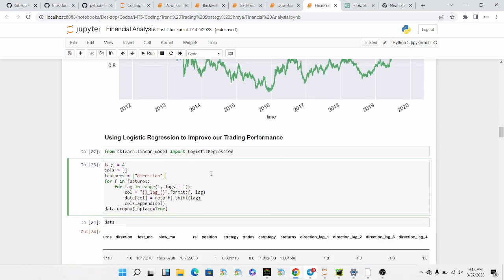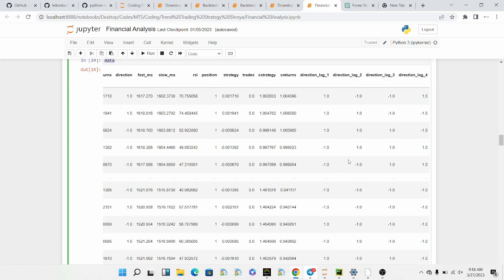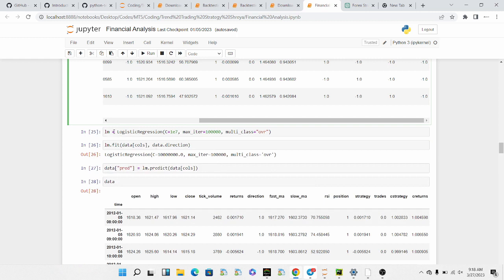And then we proceeded to view the data here. I just showed you that, and then we instantiated the LogisticRegression class, setting C to 1e7. Our maximum iterations is 100,000. The multi-class was OVR. It's very important that you take this into account whenever you're creating a model.